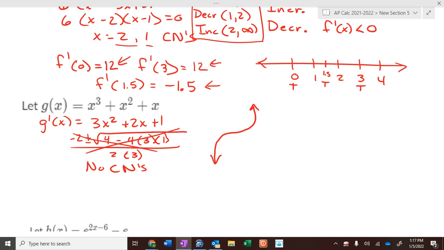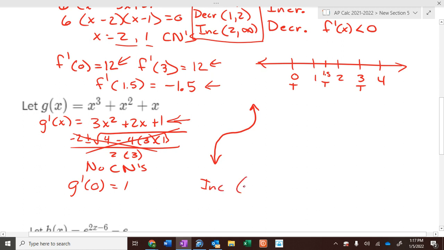So there are no critical numbers, so we can just test any number. What's the slope going to be at 0? Oh, we can test 0. Duh, I was looking at the top equation. If we put in 0, what's g prime of 0? 1. So anywhere it's going to be increasing. It's going to increase from negative infinity to infinity.